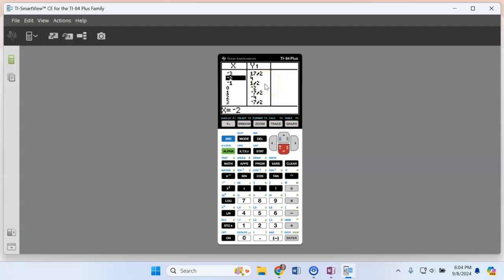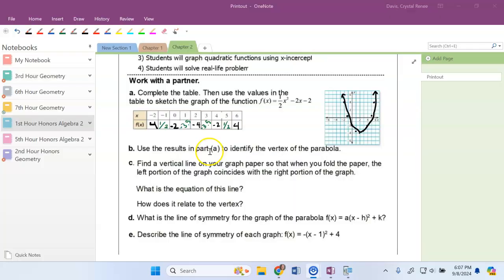Okay, so -2 is 4. -1, the y is 1/2, and so on and so forth. So go ahead and jot those down and then plot the points on that graph. So pause this, jot those down, and plot the points on the graph. All right, so here's your table, and then here's your graph. Hopefully yours is a little nicer than mine, okay?